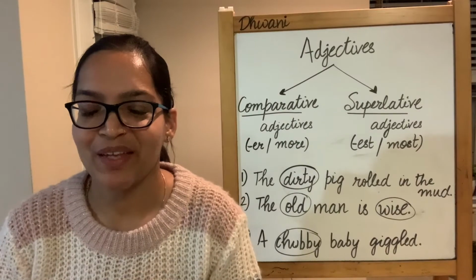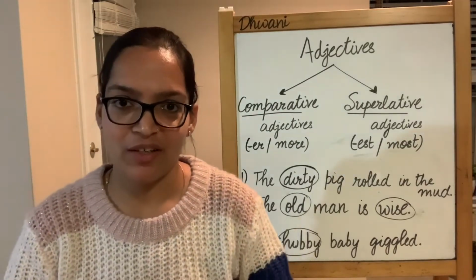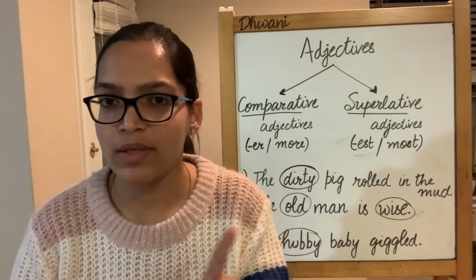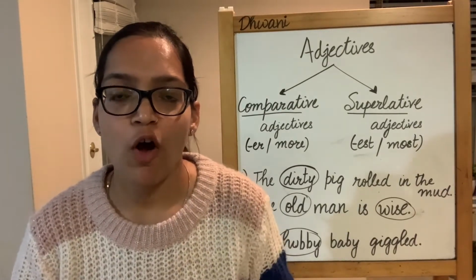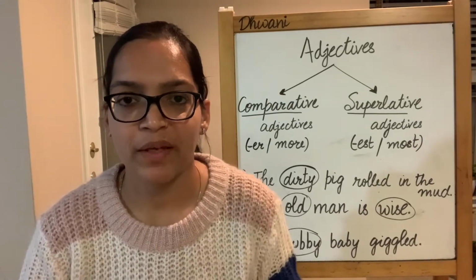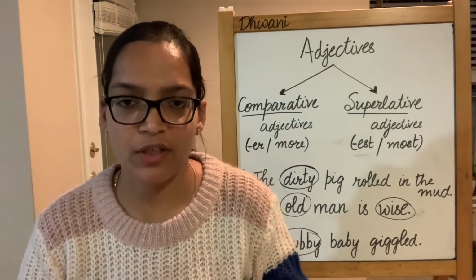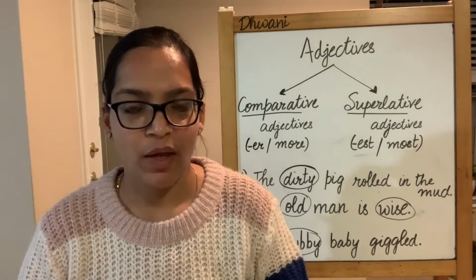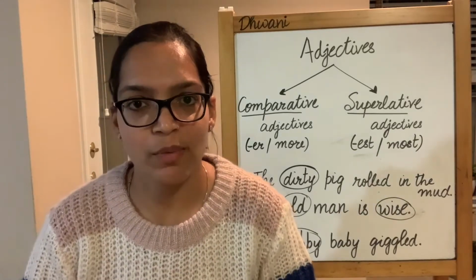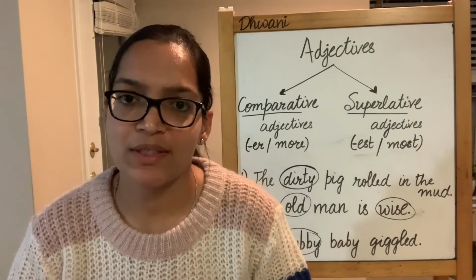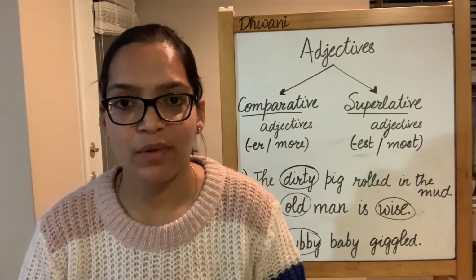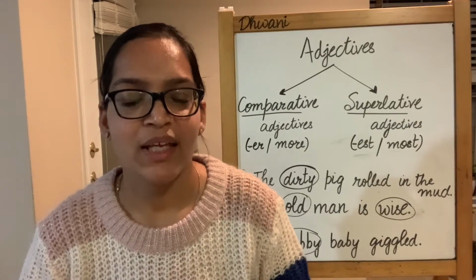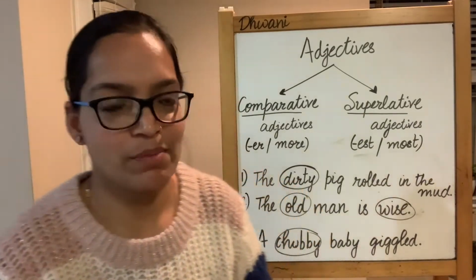Yes, there is. When the adjective has just one syllable, say for example hot, it has just one syllable. Whenever we have one syllable in our adjective, we add er at the end of the adjective. But if we have more than one syllable, say for example courageous, we add more before the adjective. Let's understand them better with more examples.